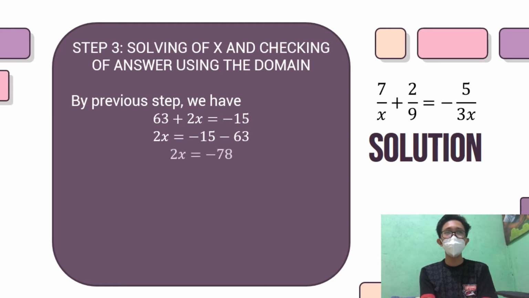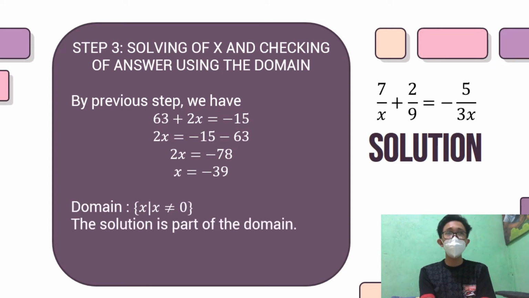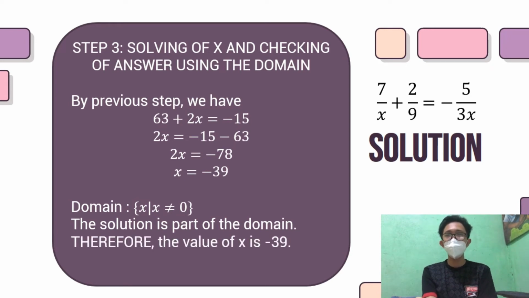We have 2x is equal to negative 15 minus 63 is negative 78. Then divide both sides by 2. So we have x is equal to negative 39. We will return to our domain. So, babalikan natin yung domain, which is x such that x is not equal to 0. The solution is part of the domain since negative 39 is part of our domain. Kasi ang domain lang natin is lahat ng numbers except kay 0. Therefore, the value of x is negative 39.